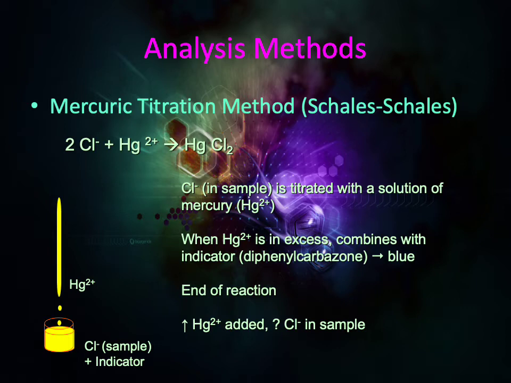Mercury is slowly and precisely added to a specific volume of patient sample to which diphenylcarbazone has been added. The exact volume of mercury added to the sample is monitored until the endpoint is reached, indicated by the retention of a color change from clear to blue. The concentration of chloride in the sample is calculated using the colorimetric formula, substituting milliliters of mercury for absorbance.